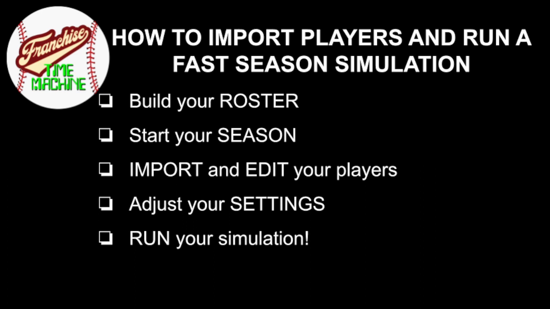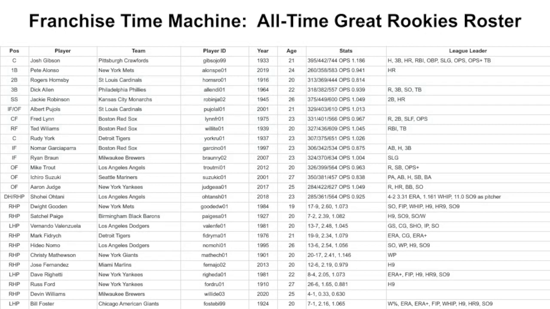So we're basically just starting. I'll go back to the beginning of this page. What I mean by importing players is, the example we're using is this all-time great rookie seasons team. Let me show you what that looks like. With the help of chat, we built this roster, a 26 player roster, all the positions filled in, of the greatest rookie seasons we could find.